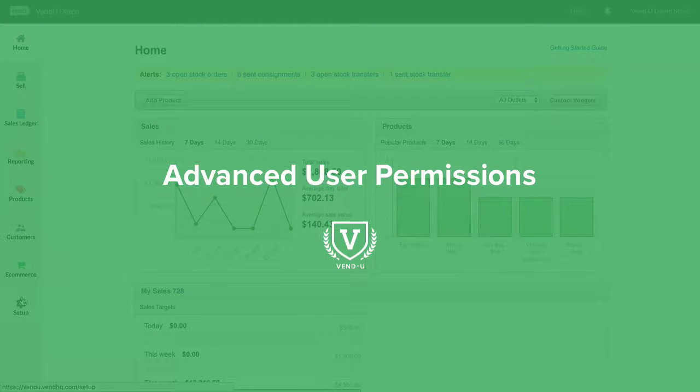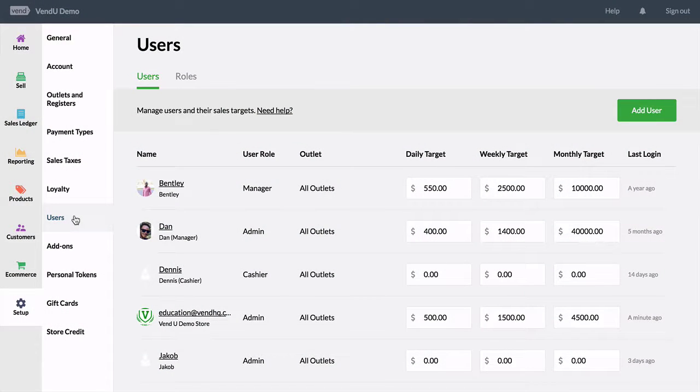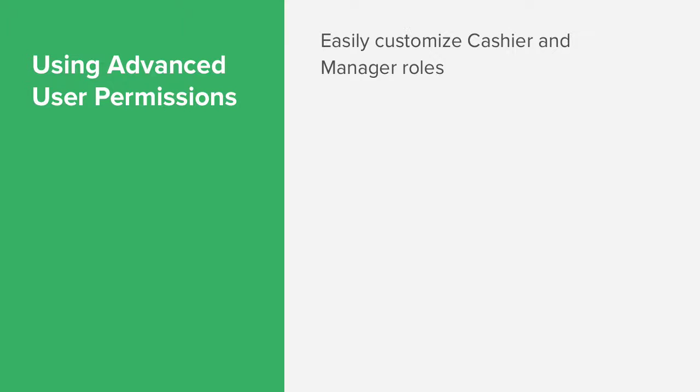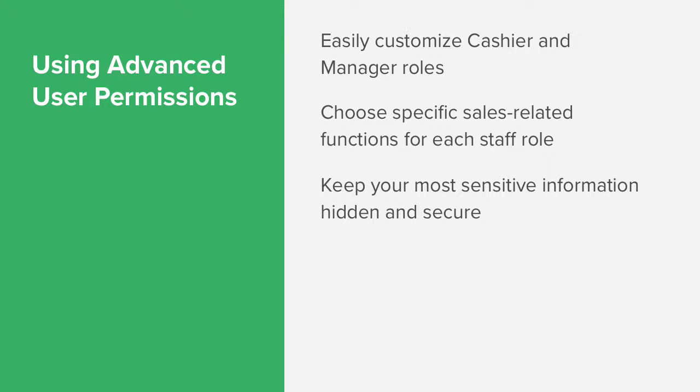By setting up Vend's advanced user permissions, you get even more control over what your employees can see and do in Vend. You can easily customize your cashier and manager roles so they align with your store processes. You can choose which staff roles are able to perform discounts, returns, laybys, inventory counts, and much more, all while keeping your most sensitive information, like product supply prices, hidden and secure.